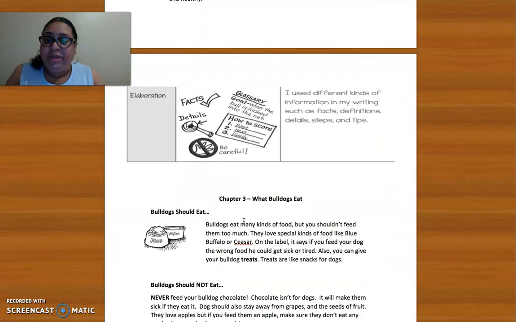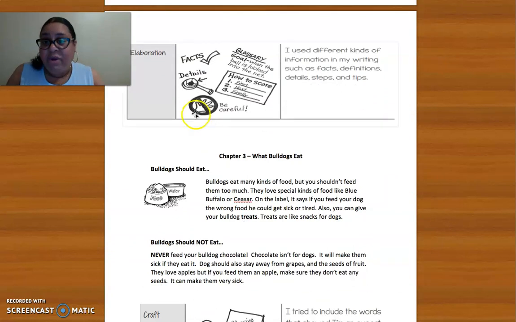Another part that I wanted to look out for was elaboration. This is a big deal when you're being a second getting into third grade writer. We have to make sure that we are teaching more. That's what elaboration is. I use different kinds of information in my writing, such as facts, definitions, details, steps, and tips. So I'm going to read the next part of my writing and see if I have some elaboration strategies or if I need to revise.